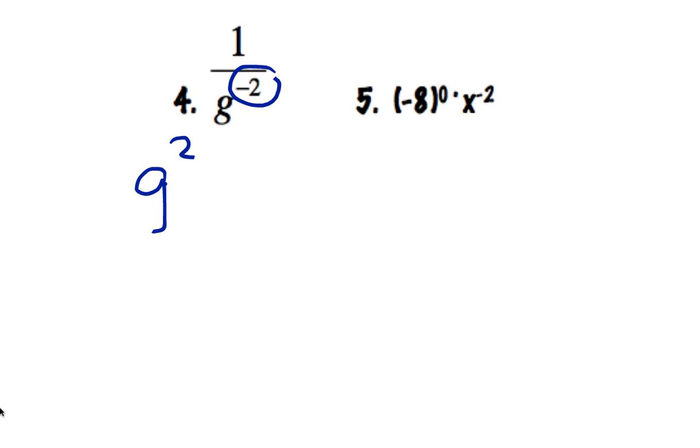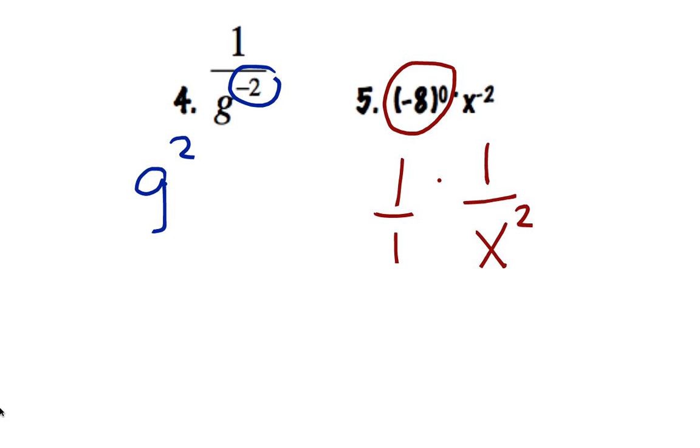All right, number 5. I have negative 8 to the power of 0. Anything to the power of 0 becomes 1, and I have a problem with my x because x is being raised to a negative exponent. So I need to take the reciprocal of x. That's going to become 1 over x. And then my exponent is going to be positive, so it's 1 over x squared. Using my rules of fractions, when I multiply straight across, my final answer is 1 over x squared.